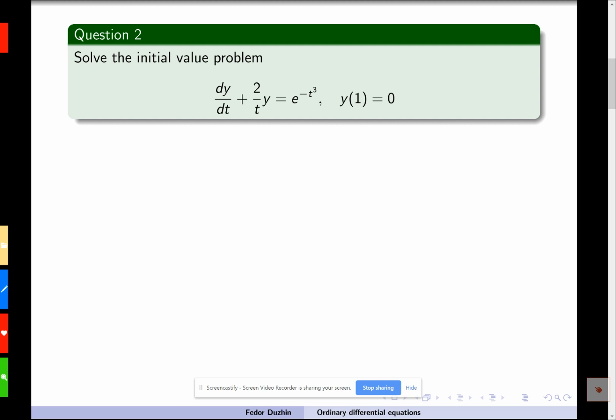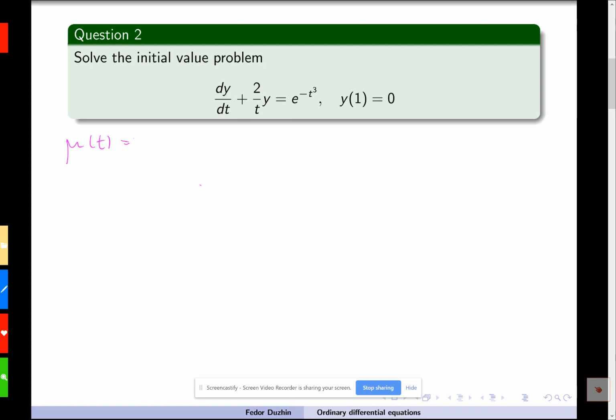All right. Now let us do this question. This is a linear differential equation. Again, notice that we just need to solve the initial value problem, but we are not required to find the domain of the solution. Okay, so let me solve the initial value problem. This is a linear equation, so which means that the first step is to find the integrating factor.